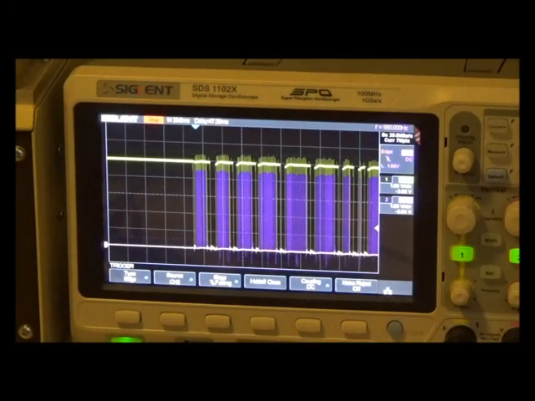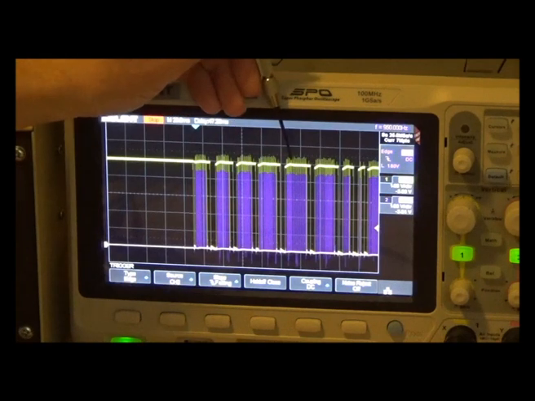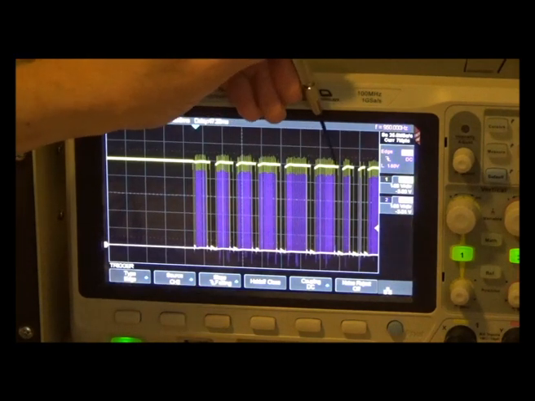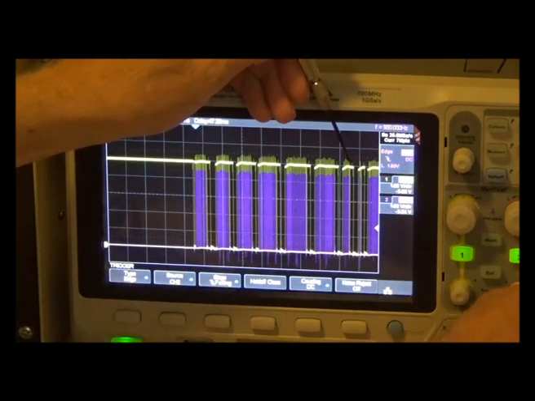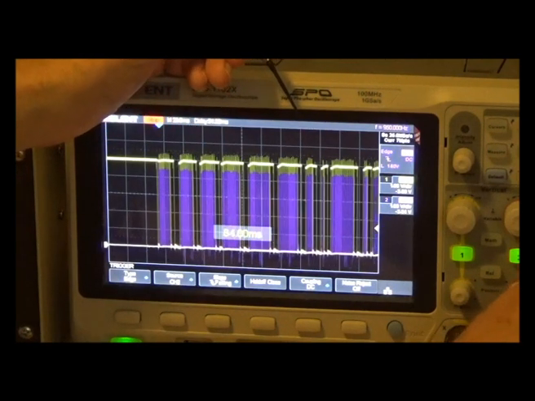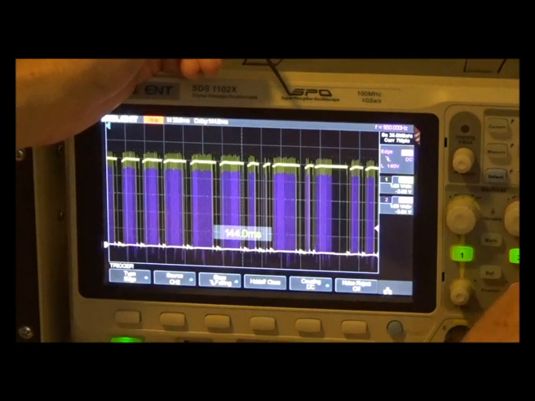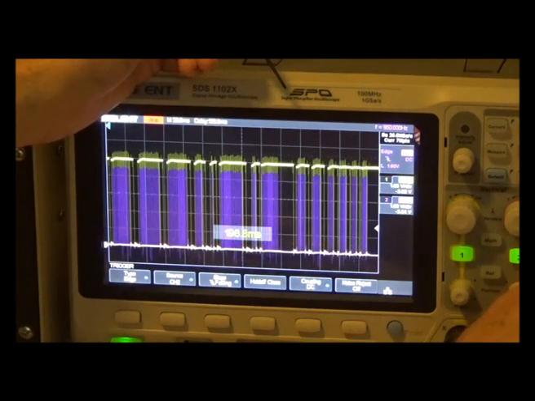I'm going to jump a little bit ahead now to transmission number 11. 1, 2, 3, 4, 5, 6, 7, 8. There's 9 just coming into view. 10 and 11. I'll move it to the centre of the screen.